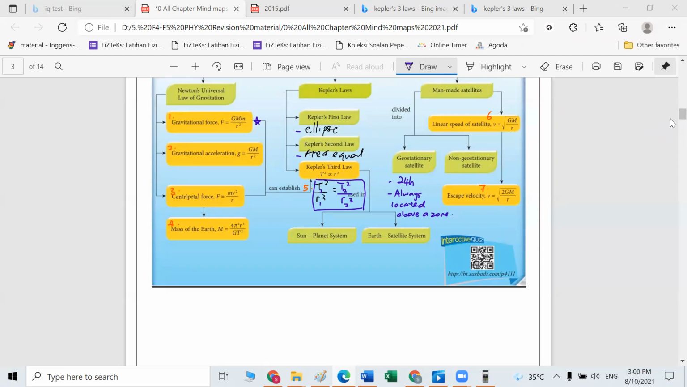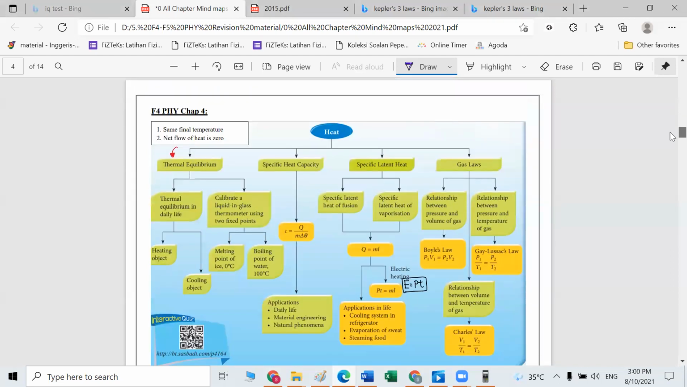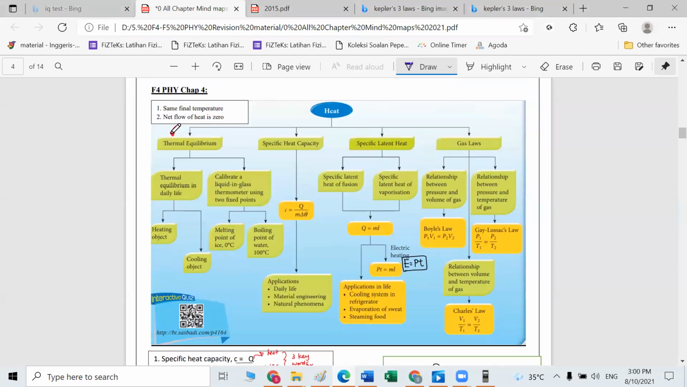Okay, so now next we look at chapter 4. Thermal equilibrium means the net flow of heat is zero, same final temperature. Then Ming Hong, tell me what is specific heat capacity?